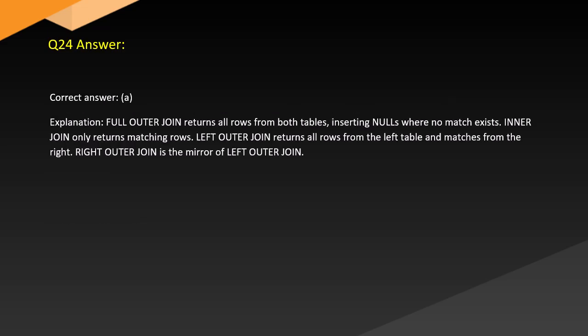Answer. Correct answer: A. Explanation. Full outer join returns all rows from both tables, inserting nulls where no match exists. Inner join only returns matching rows. Left outer join returns all rows from the left table and matches from the right. Right outer join is the mirror of left outer join.